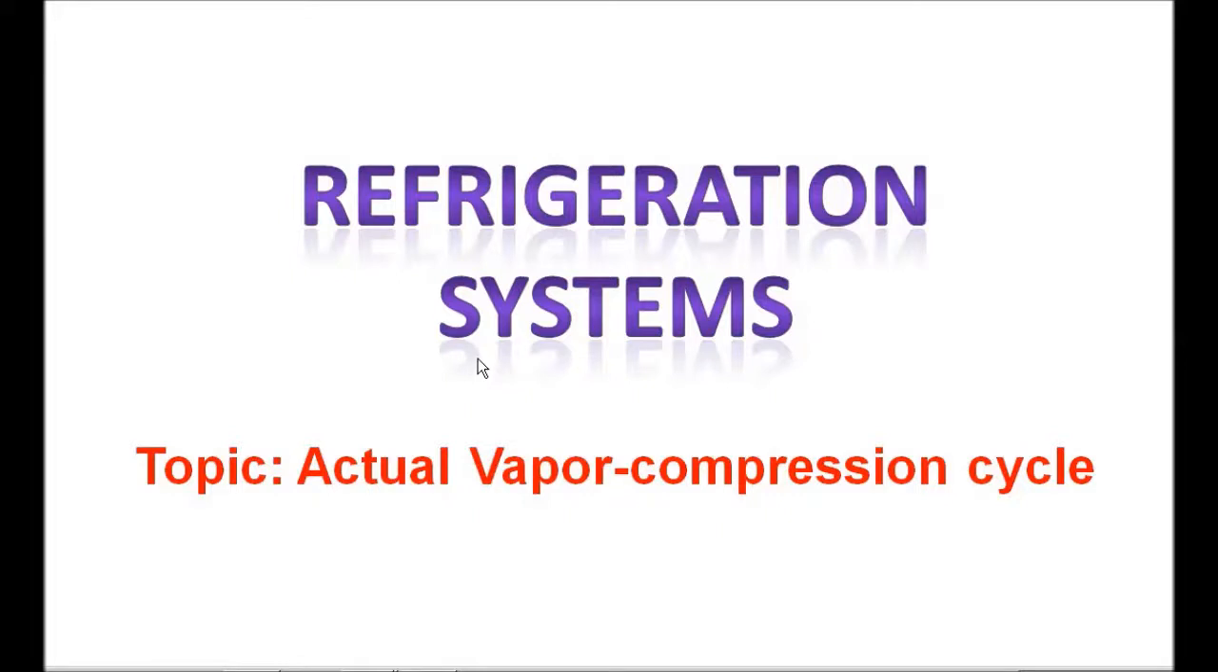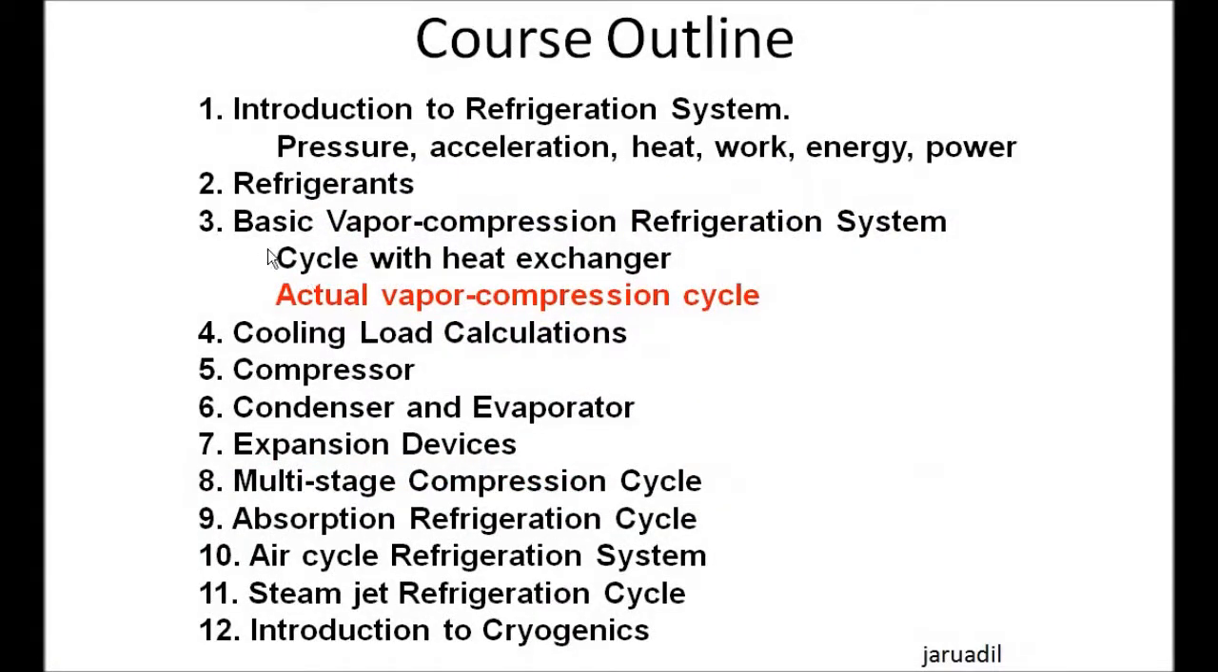Our topic for this video is the actual vapor compression cycle. As you can see again in the course outline, this is the third topic, but the second subtopic of basic vapor compression refrigeration system. Halos matatapos na natin yung chapters 1, 2, and 3. So we can now proceed to the more important topics, more interesting: cooling load calculations, and the individual parts of compression systems like compressor, condenser, evaporator, and expansion devices.